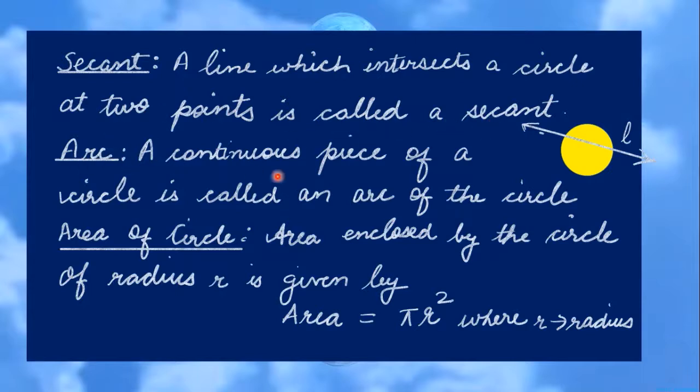Then arc. A continuous piece of a circle is called an arc of the circle. Means if we are taking only this much part of the circle, so a continuous piece of the circle, this piece of circle is known as arc.